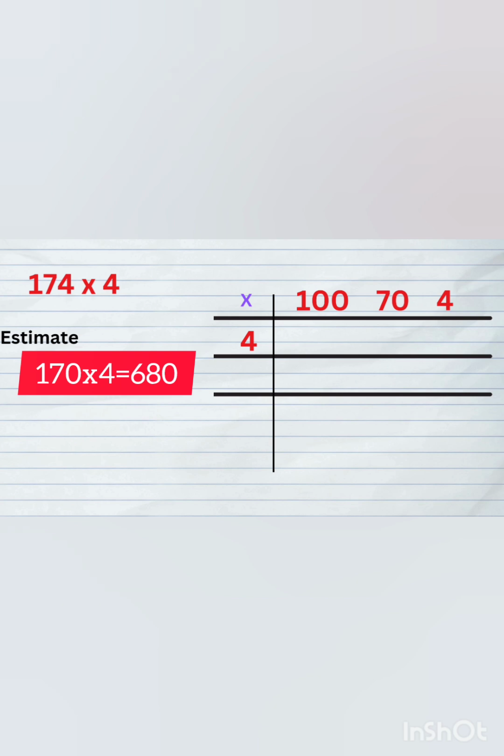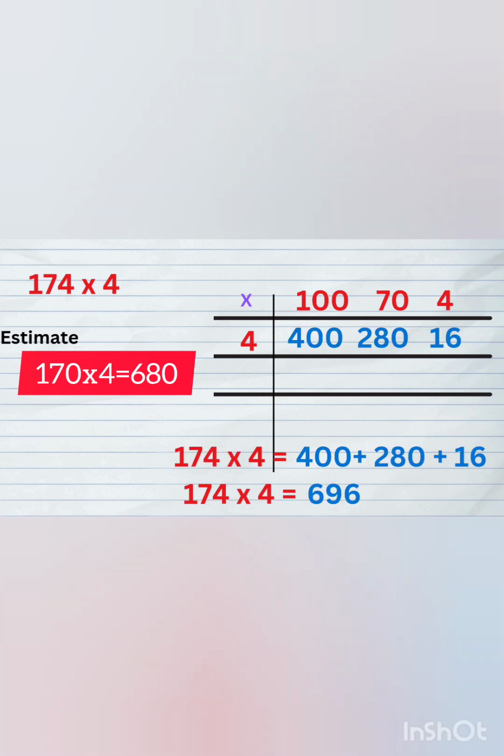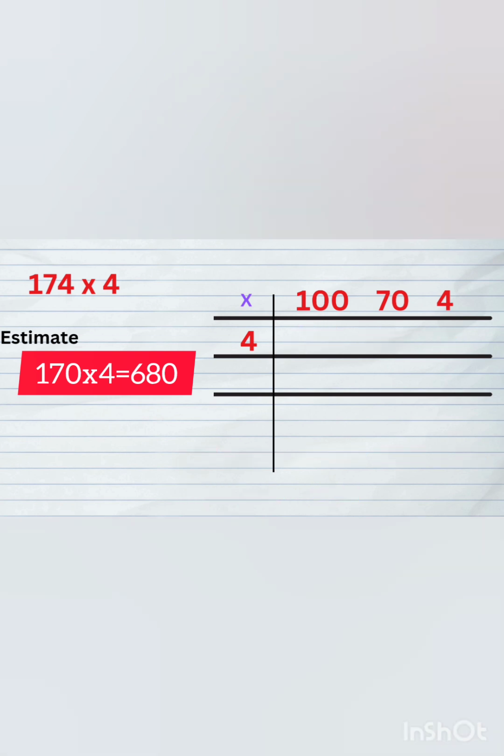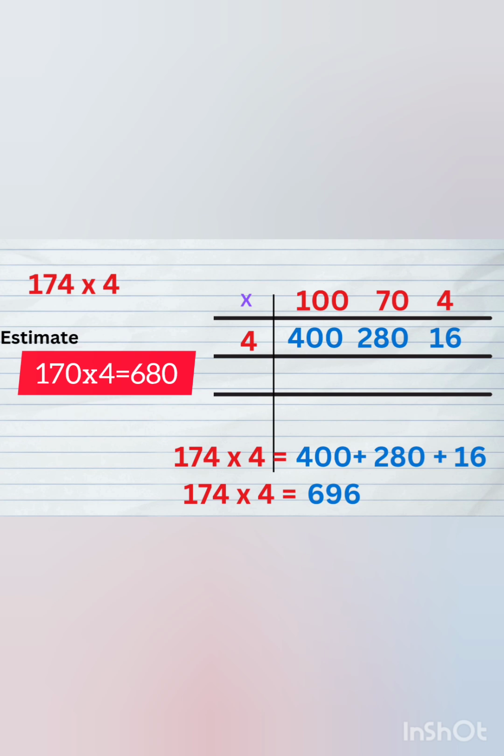Now for the grid method, separate hundreds, tens and ones. Multiply each value by 4. 4 times 100 is 400, 4 times 70 is 280 and 4 times 4 is 16. 174 times 4 will be equal to 400 plus 280 plus 16. That will be equal to 696.